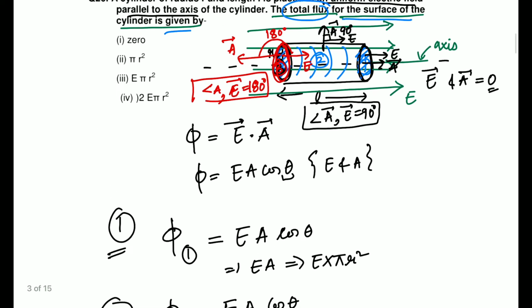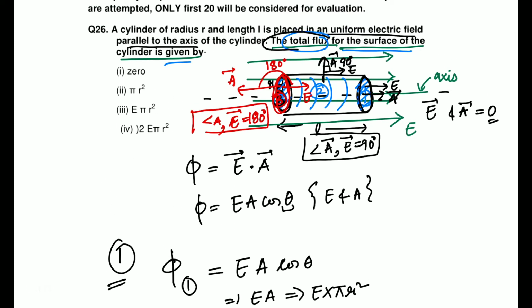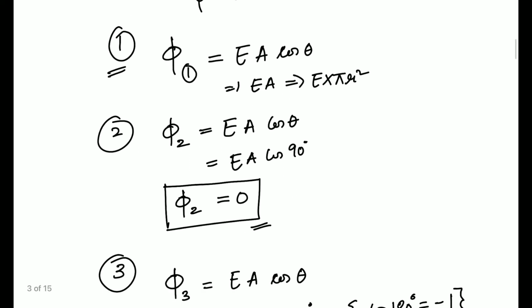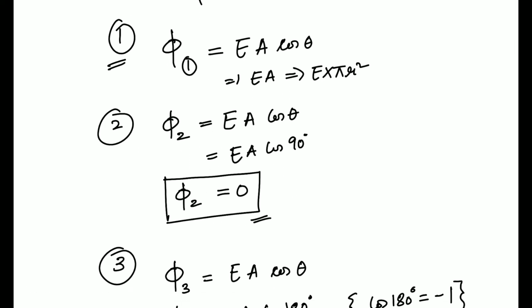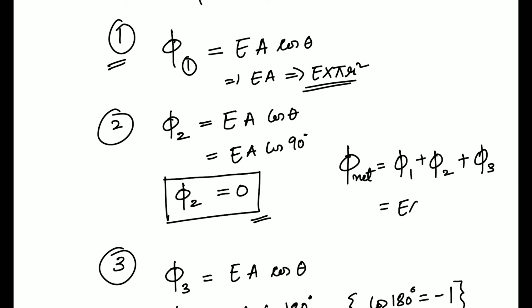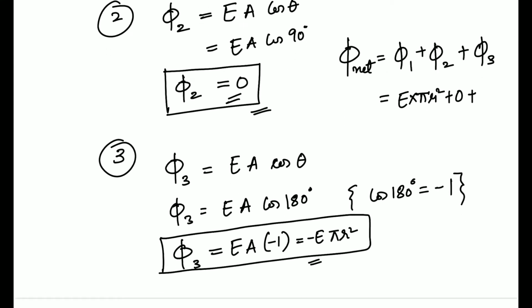The question was asking us to find the net flux, the total flux. The total flux will be simply the addition of all the fluxes, because flux is a scalar quantity. So net flux will be simply equal to flux from the first surface plus flux from the second surface plus flux from the third surface. Flux from the first surface is E multiplied by pi r square. Very good. Flux from the second surface is 0. Flux from the third surface is minus E times pi r square.